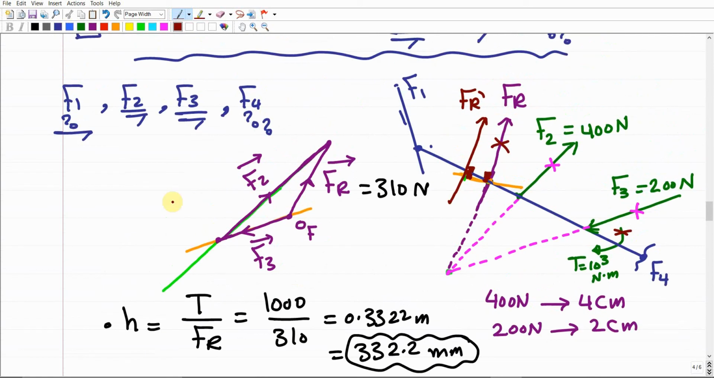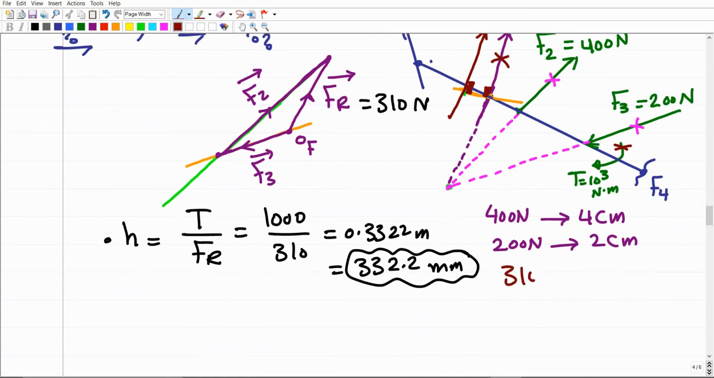So I'm just going to use this side to draw a force polygon for these three forces: FR dash, F1 and F4. F1 has only direction, but its magnitude is unknown. This is totally unknown. The one that is fully known is FR dash. Its magnitude is 310, so you're going to scale it. The 310 Newton, as we defined by 200, is going to be like 3.1 centimeter.